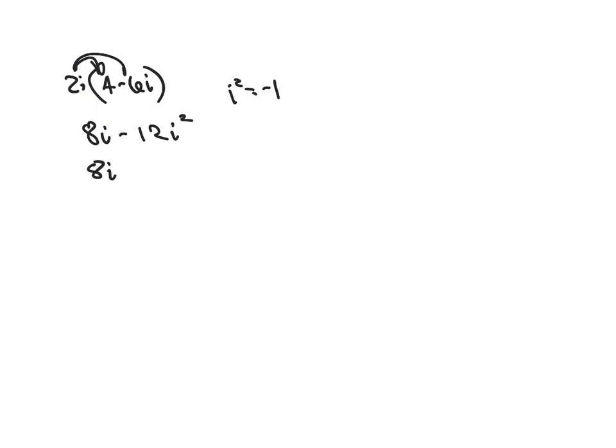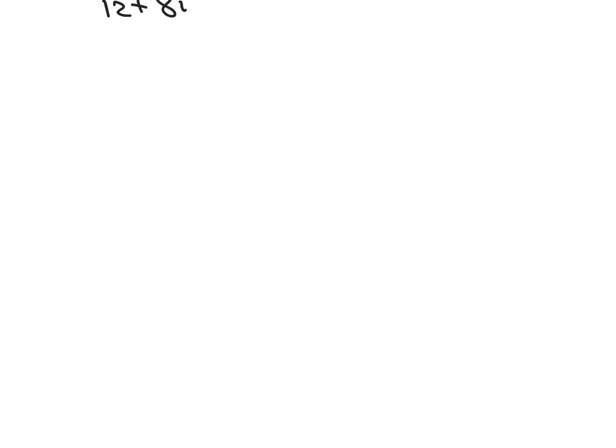Let's look at 2i times 4 minus 6i. I'm going to distribute that, and there. And i squared equals -1. So 8i plus 12, but we're going to write it in the correct format. So we're just going to switch those around. Okay, keep going. Example number 15.